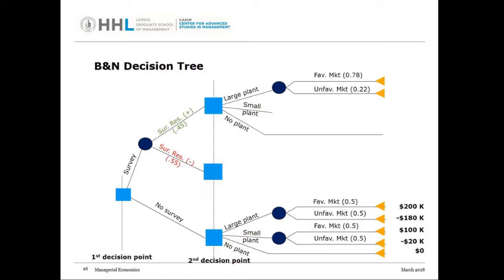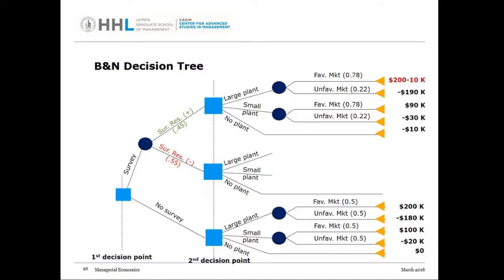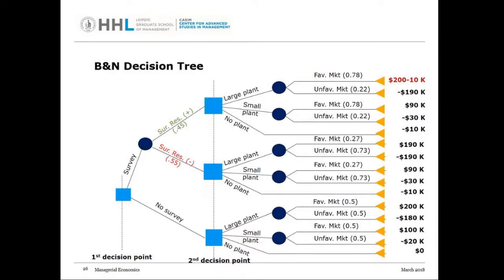And the important thing is what happens afterwards. So the probabilities changed. We said if the result of the survey is positive, the probability is 78% favorable, 22% unfavorable market. And what also changes are the payoffs, because we have to subtract the $10,000, the cost of the market research project, and this will be the same in the case of a negative result of the survey, because the firm paid the $10,000. The payoffs are the same, but the probabilities will be different.